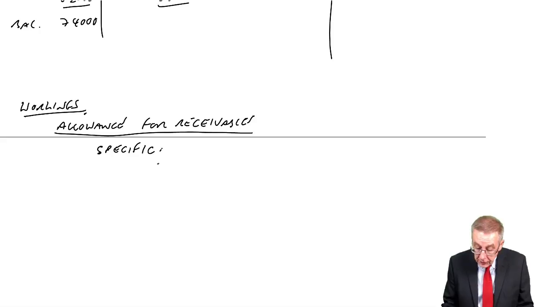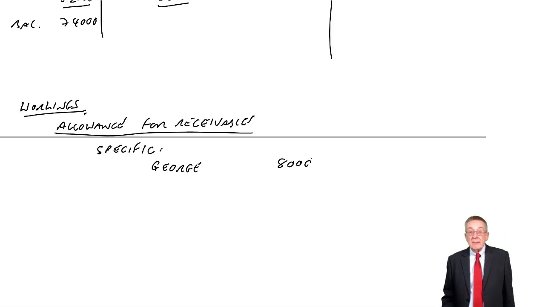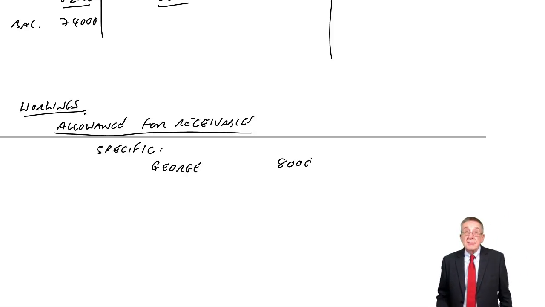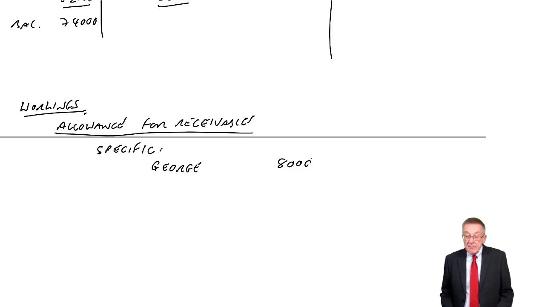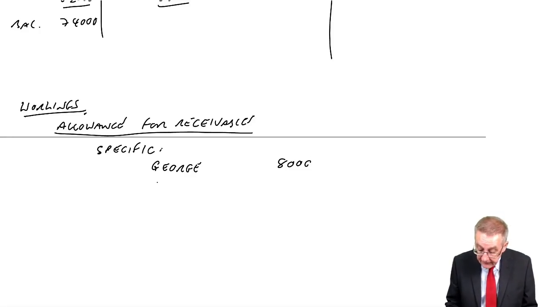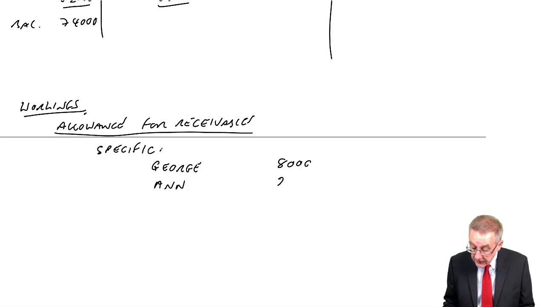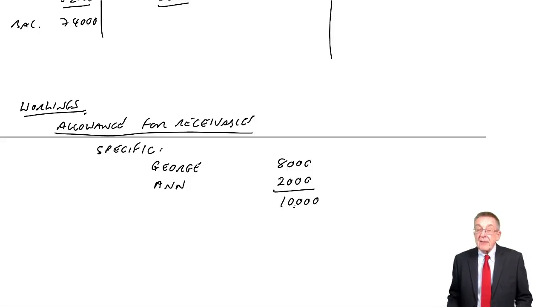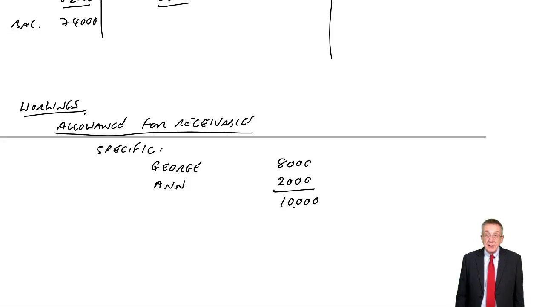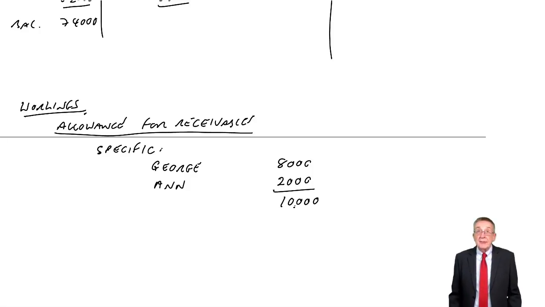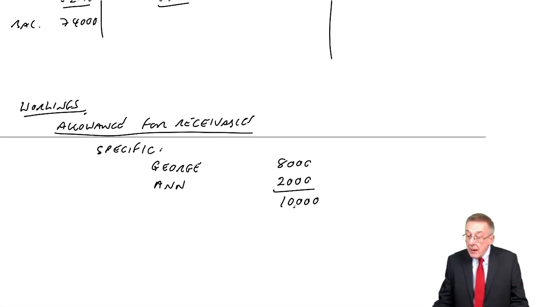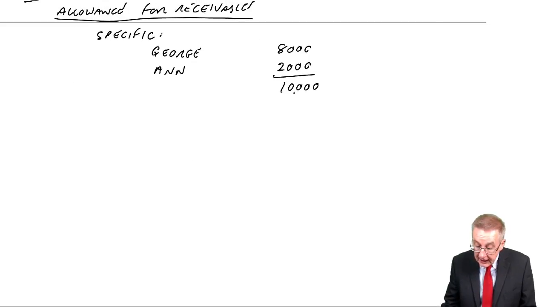Yes, there are. B, George. George is doubtful. 8,000. We leave him as still owing. He's still in the 74,000. We're hoping to get the money, but we're going to have this allowance. Any others? Yes, D, Anne. Anne owes 2,000. She's doubtful. So in total, there's a specific allowance needed of 10,000. But if you remember from the previous lecture, we just show one figure for total allowance, which is the specific plus any general allowance.